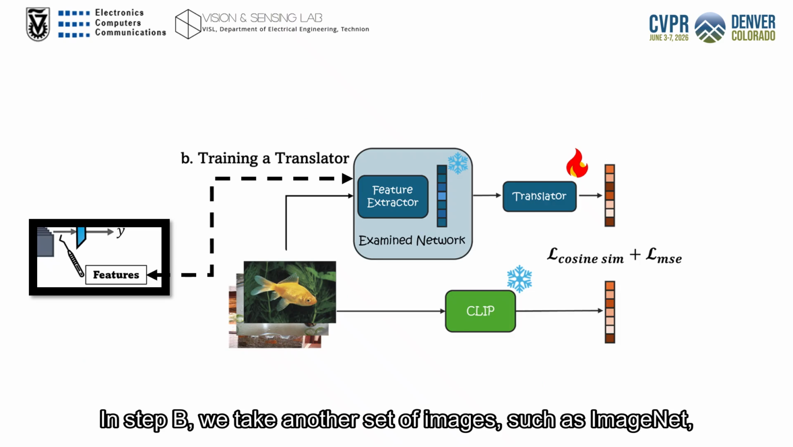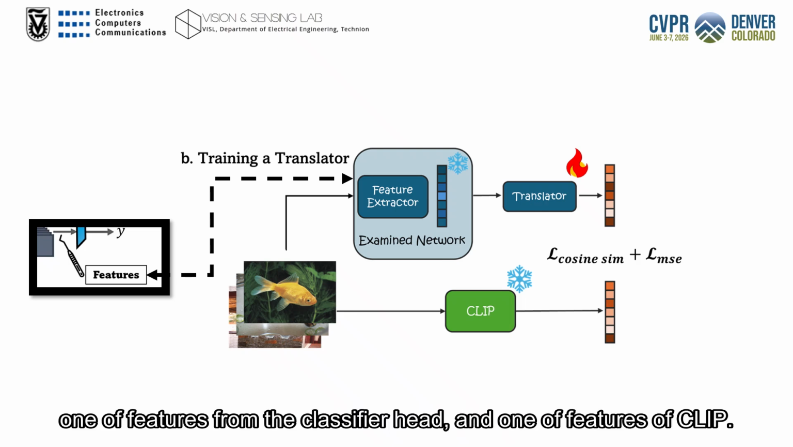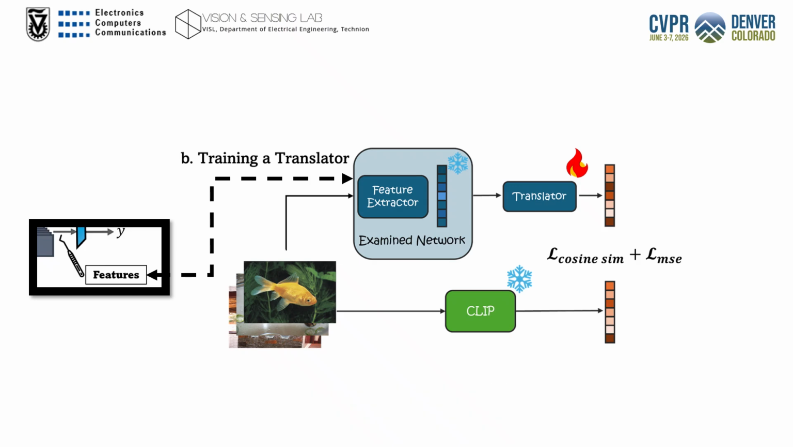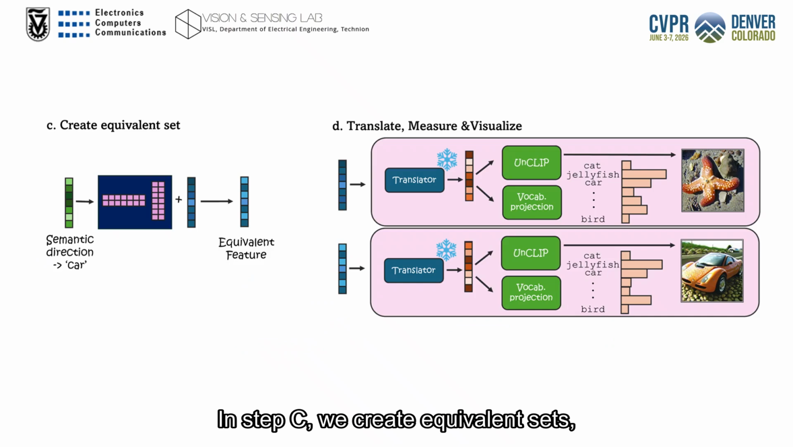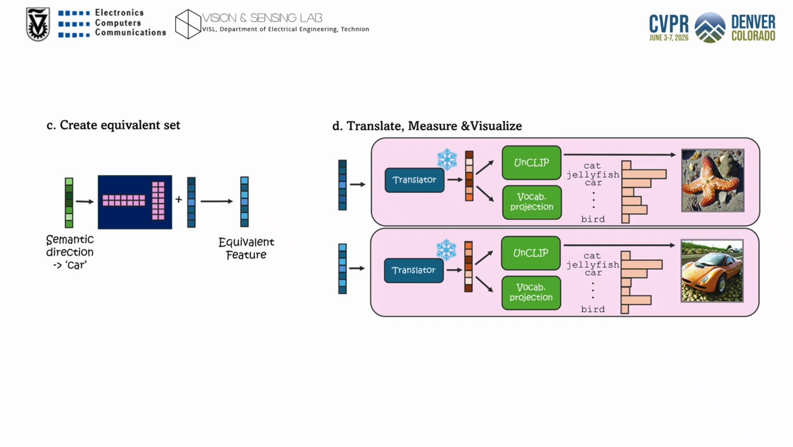In step B, we take another set of images, such as ImageNet, and create 2 types of datasets, one of features from the classifier head and one of features of CLIP. Then we train a translator that translates from the classifier head space to CLIP space. In step C, we create equivalent sets, which is a set of different features that lead to the same output in the classifier head. For example, null removal.